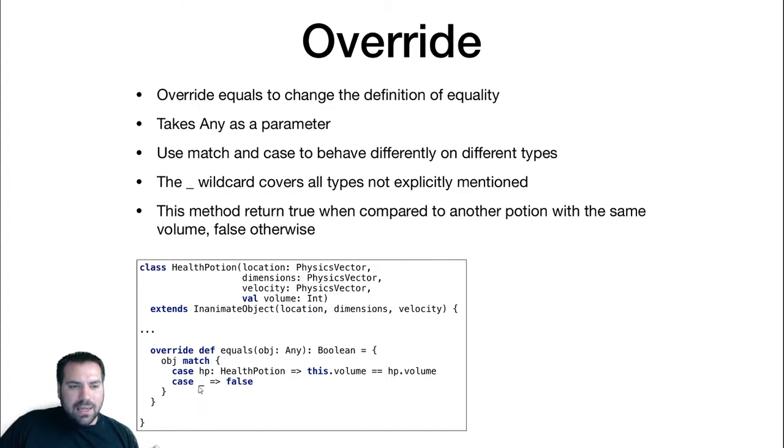And then we always end with an underscore case. This is the wildcard. It's very similar to star in other languages. If it's any other type that is not explicitly mentioned here, and we could have multiple types here, we could have health potion, we could add dynamic object here, whatever else we want. If it's anything else, I want to return false. So that's my catch-all. If it's a type that I didn't explicitly mention how to compare with another type and check if it's equal, just return false. I don't want health potions compared to any other type, so I'm just going to return false all the time.